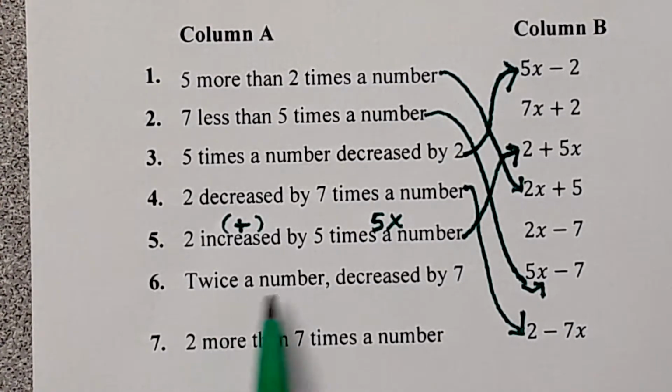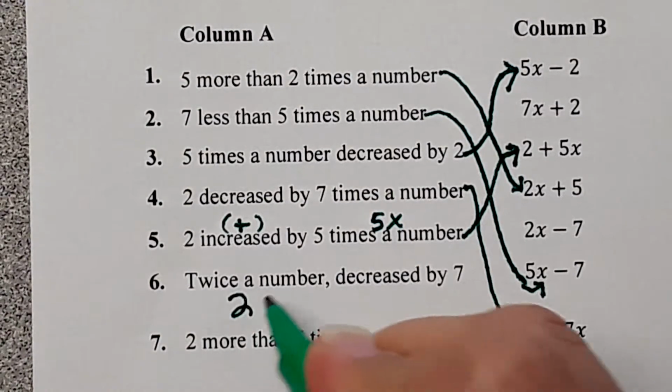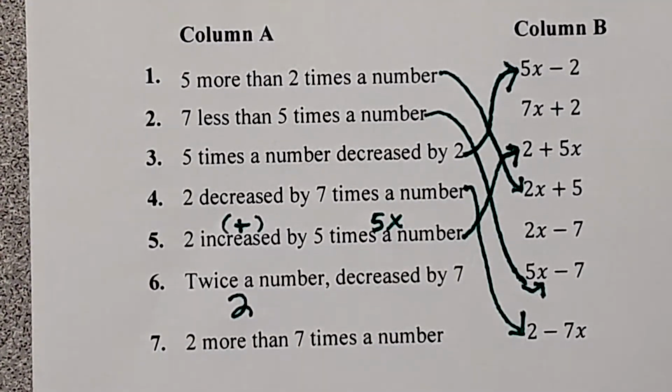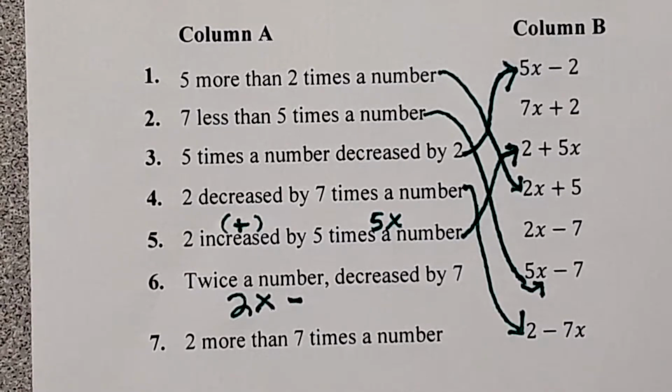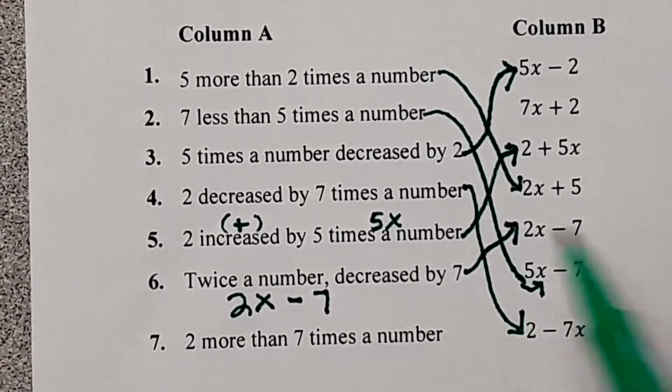What does twice a number mean? What do you think twice means, you guys? 2 times. Yep. 2 times what? A number, so it would be any variable. They're using x, so we're going to use x. What does decreased by mean? And what are we subtracting by? 7. So that goes there.